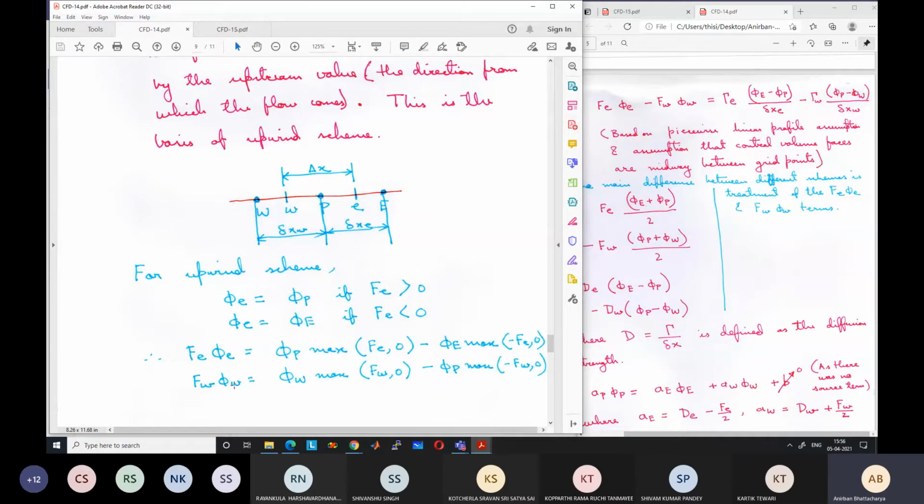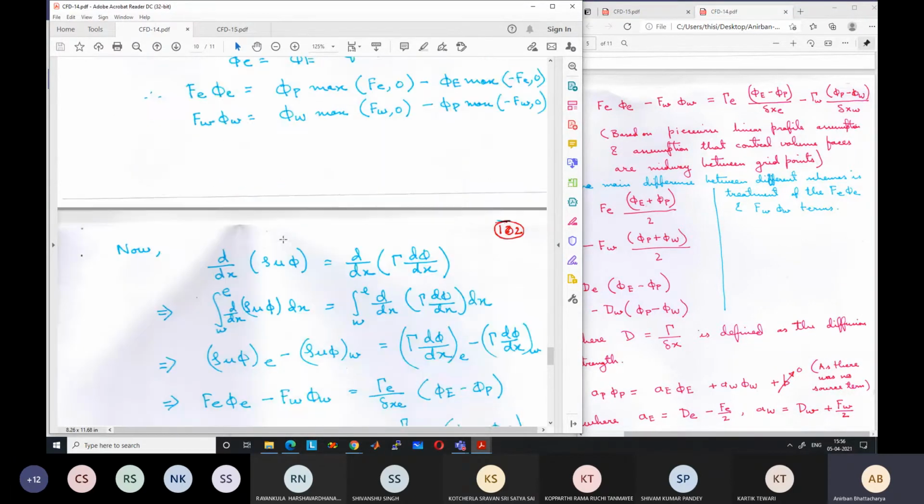So Fw phi_w is equal to, this term will become 0 in that case if Fw is negative, and we will have this term, minus phi_P into minus Fw. So it will become phi_P Fw. So phi small w will become equal to phi capital P. It is the same thing as Fe phi_e. You just have to think about it and you'll see that it is the same thing. So this is our upwind scheme.